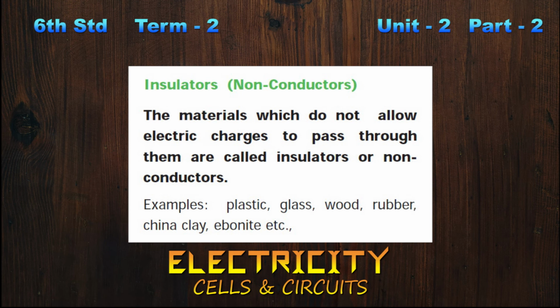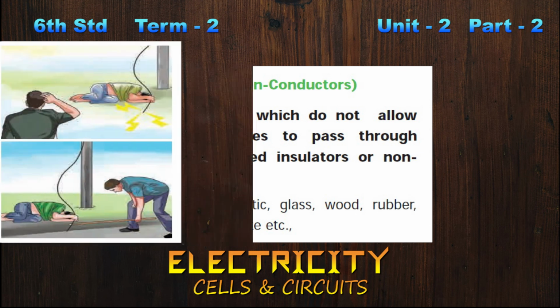The insulators are opposite to conductors. The materials which do not allow electric charges to pass through them are called insulators. Example, plastic, glass, wood, rubber, ebonite and so on.